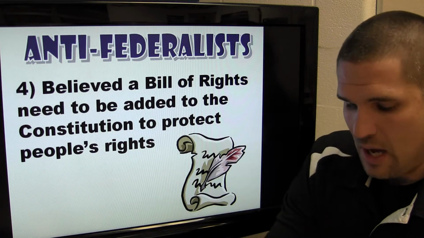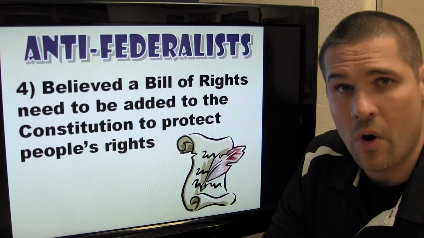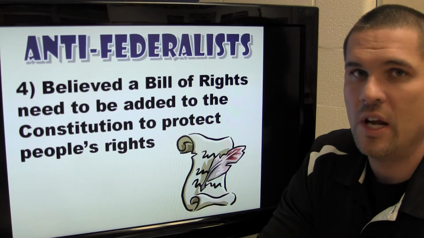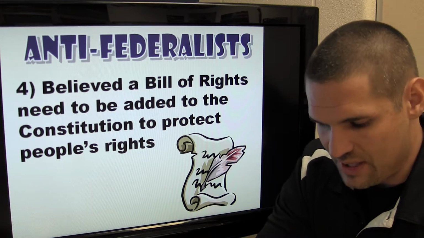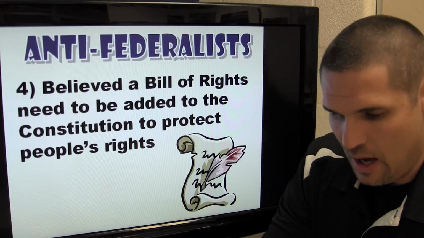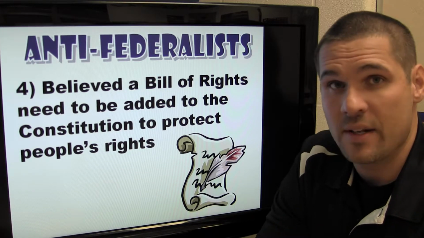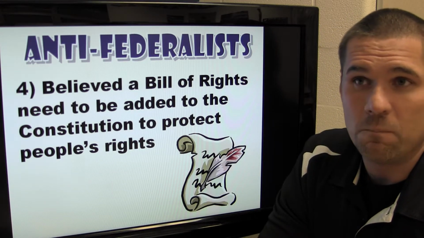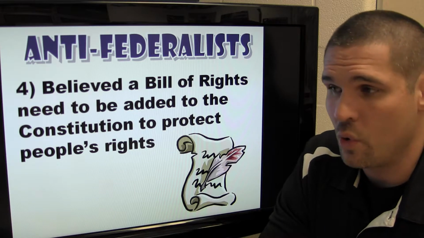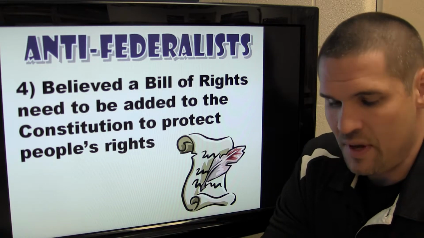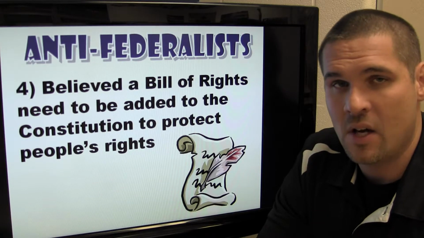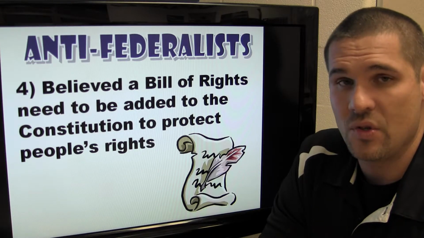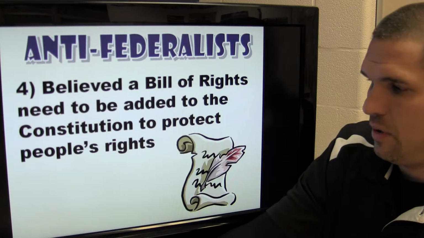The Anti-Federalists believed, and this was really the cornerstone of their argument, that a Bill of Rights needed to be added to the Constitution in order to guarantee and protect people's rights. These rights that we kind of take for granted today, like the freedom of religion, freedom of speech, right to bear arms, no unreasonable search and seizure, no cruel and unusual punishment. These were all things that the Anti-Federalists said had to be laid out in the Constitution in black and white so that there is no confusion as to what the government can't do to you.